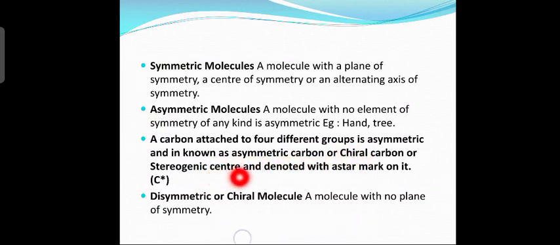Another name is stereogenic center, and it is denoted with an asterisk, a star mark on it. So this is the way of representing asymmetric carbon. Then what is a dissymmetric or chiral molecule? A molecule with no plane of symmetry. So a dissymmetric or chiral molecule does not have a plane of symmetry.